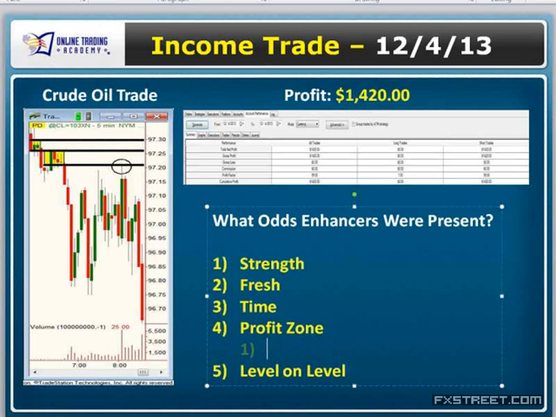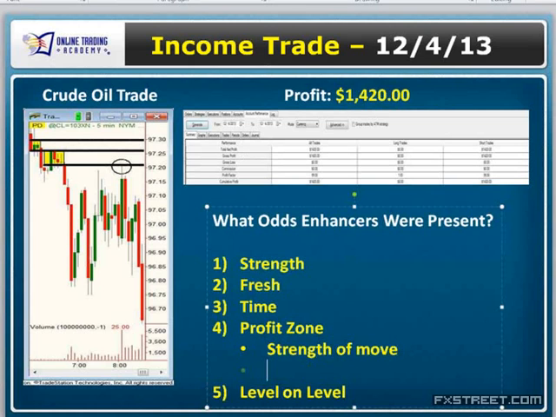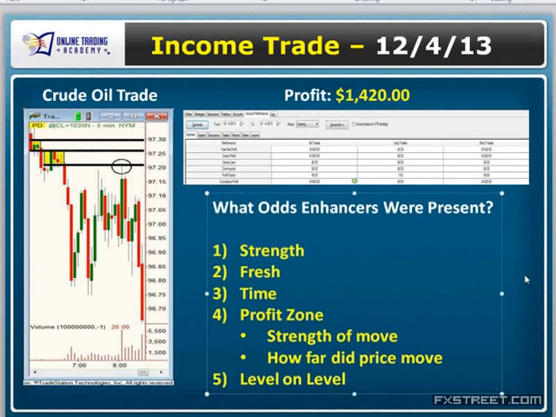So if we do this, let me do that. Strength of move and how far did price move before returning back to the level. Make sense? Now both of those hit on two things, probability and profit margin.